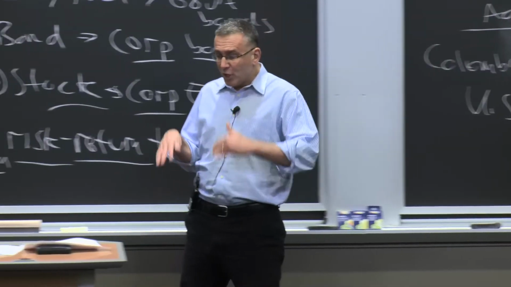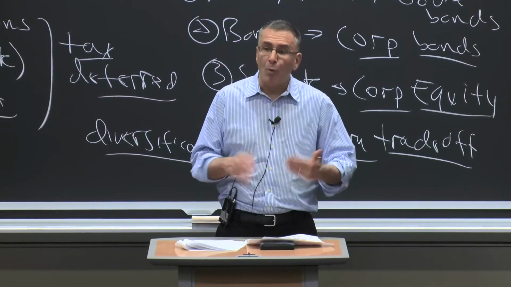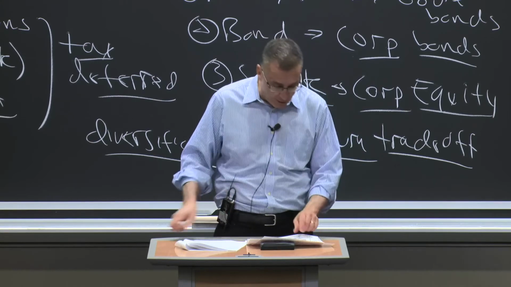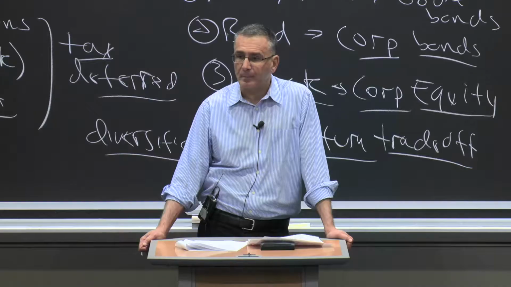Let me say it again. The US has a comparative advantage in computers because to make a computer, we have to give up fewer roses than Colombia does. To make one computer, we give up half a box of roses. That's the slope of this line. Colombia, to make one computer, has to give up 2 boxes of roses. So we have a comparative advantage in computers.